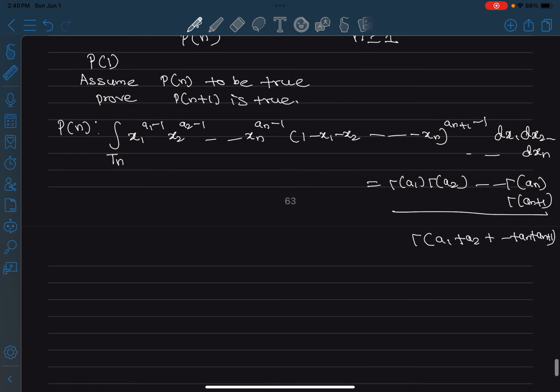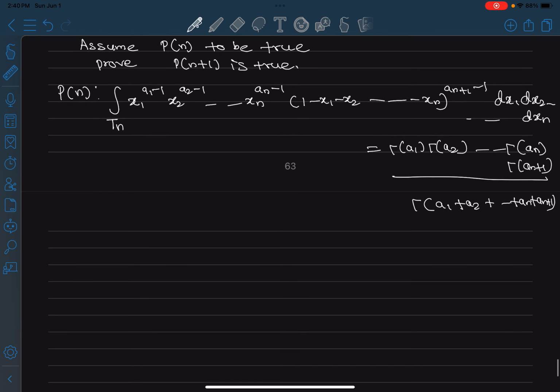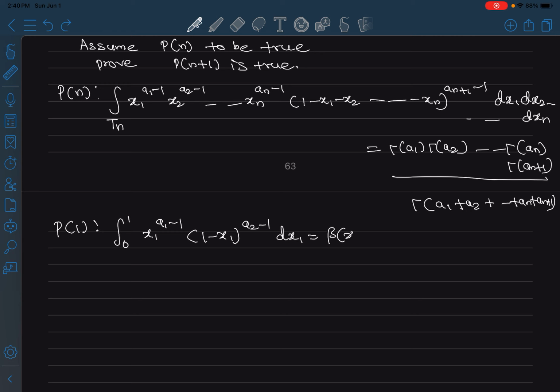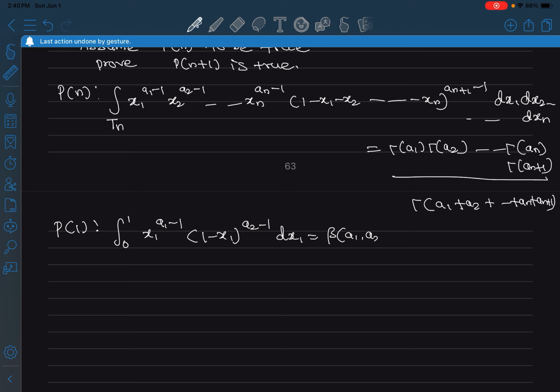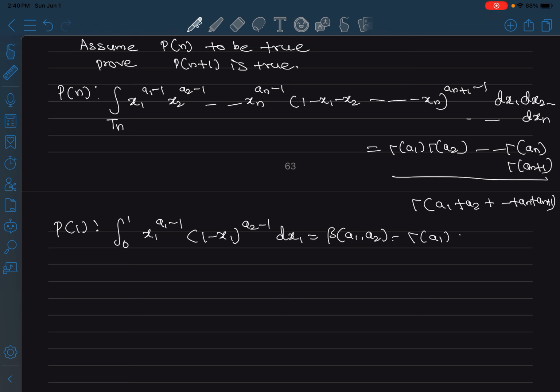Okay, so now we need to prove this. So how do we begin? First of all, we have already proved the P of 1 case earlier. We know that this goes from 0 to 1 of x1 to the power a1 minus 1, 1 minus x1 to the power a2 minus 1. And we know from the beta function that this is actually just beta of a1 comma a2. And that's just gamma a1 gamma a2 by gamma a1 plus a2. And that's exactly what our formula says. So this is true for one dimension, right?